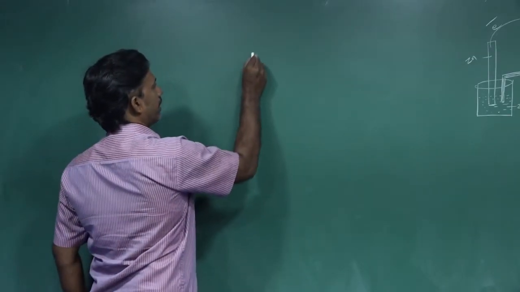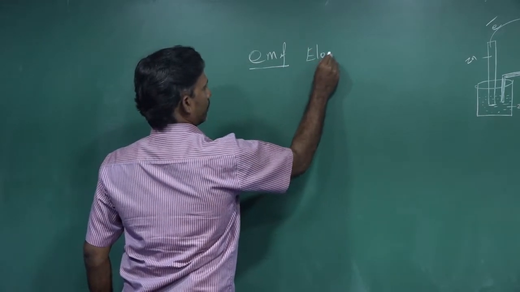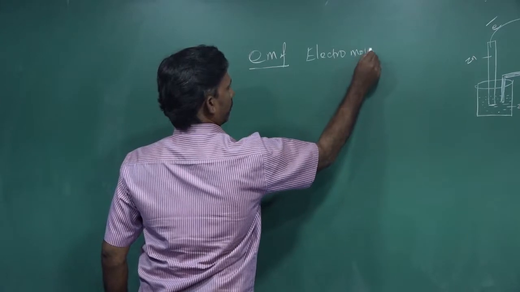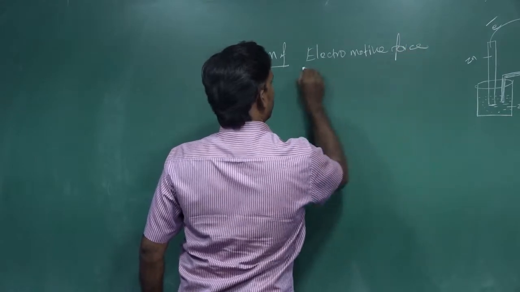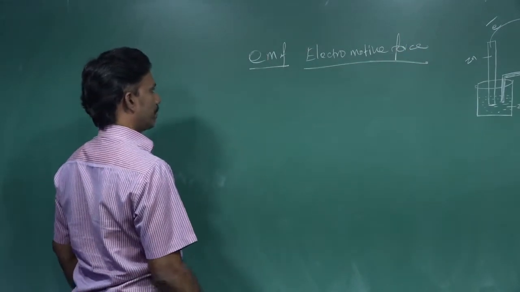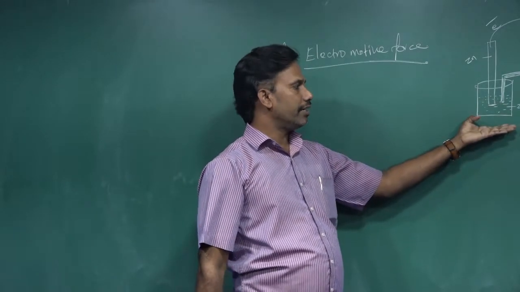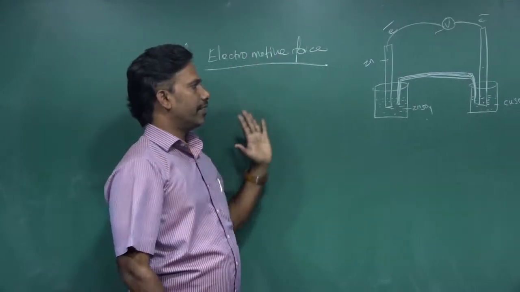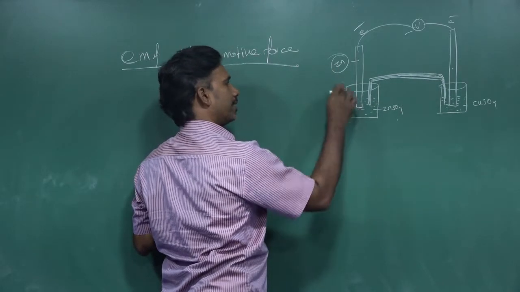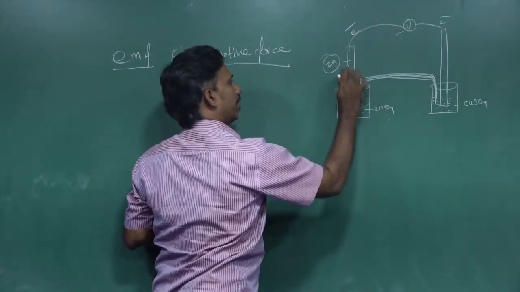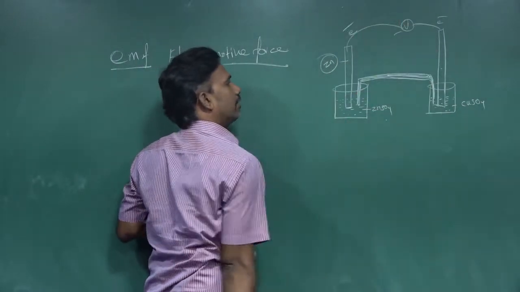Let's move on to the EMF. What is called EMF? Electromotive force, EMF. Look at the Daniel cell, and I will explain what the EMF of the cell is. See here, what happened? At the anode, oxidation takes place. Oxidation means the electrons are pushed out from that electrode. See, it is pushing 2 electrons towards the cathode side.